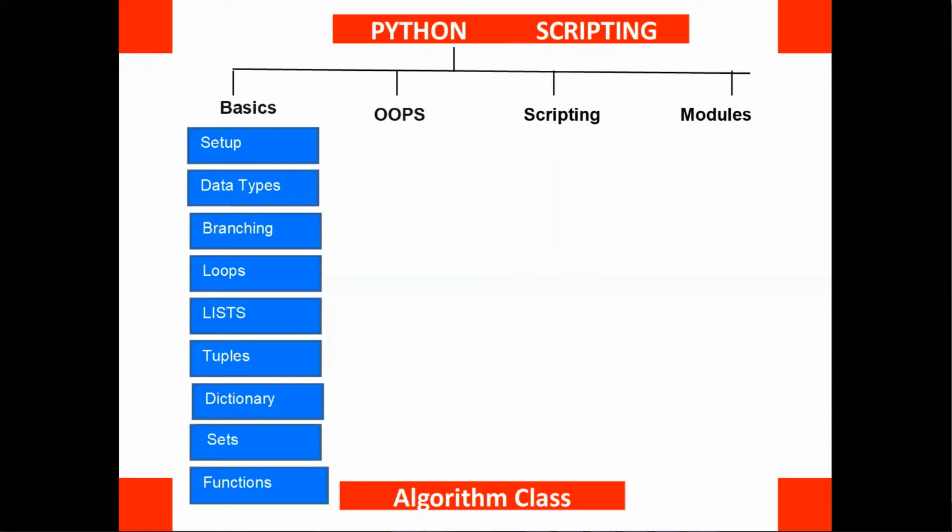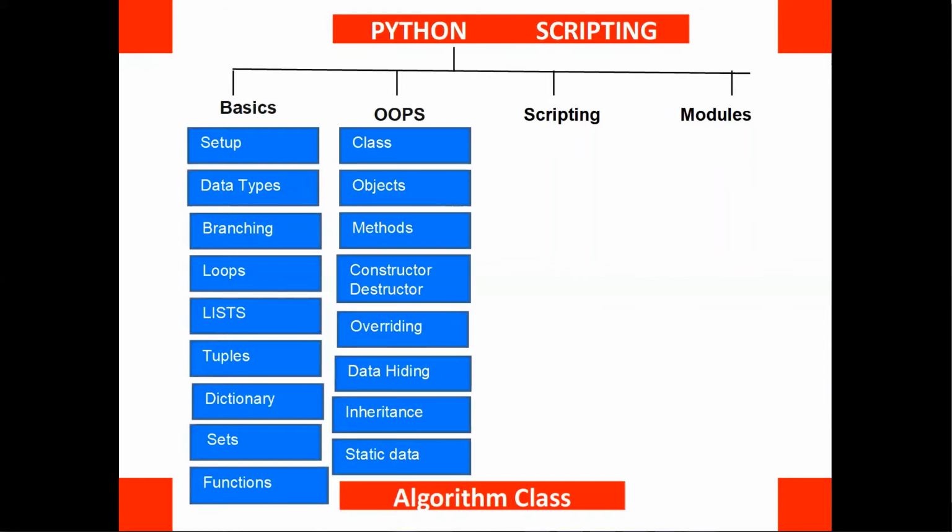This section we are calling basics, and the second one is object-oriented programming. Like C++ or Java, Python also has many features related to object-oriented programming.